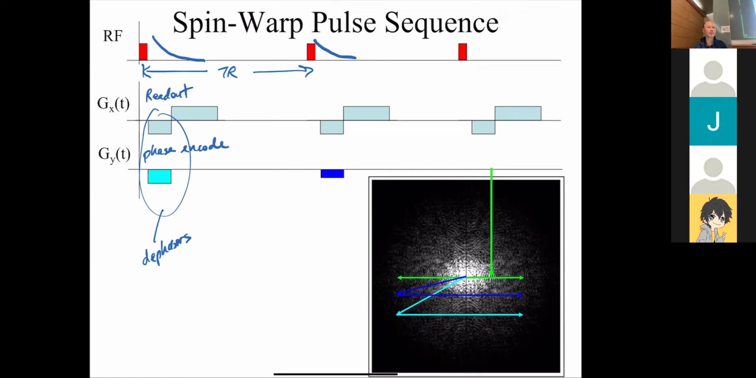Yes, I understand you need some time for it to recover, right, to come back to the original position. My question is, I don't understand graphically, as you showed us before with the pen, what the GX and GY are doing.